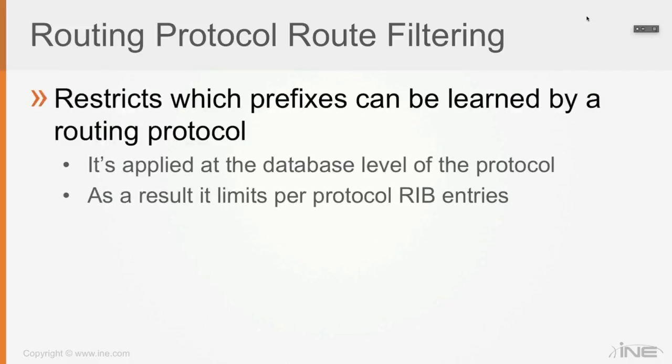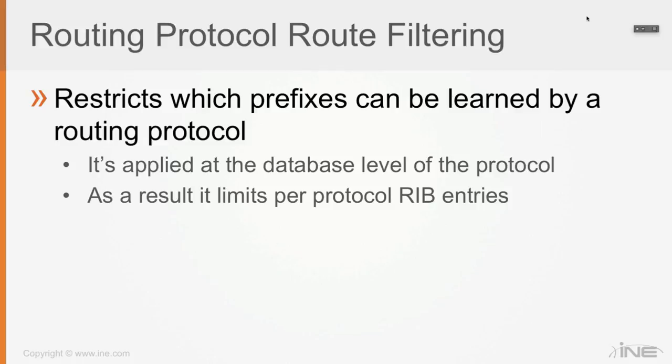Route filtering means that we restrict now not how many prefixes, but which prefixes can be learned by a routing protocol. So route filtering has to do with filtering what prefixes or what routing updates you can accept from your routing protocol neighbors. Likewise, this filter applies at the database of the protocol. So I'm going to filter, for example, not to receive via RIP a route for 10.10.10.0/24.